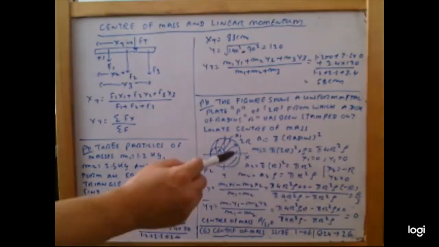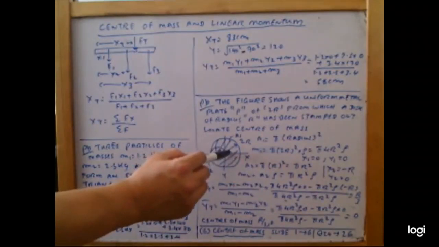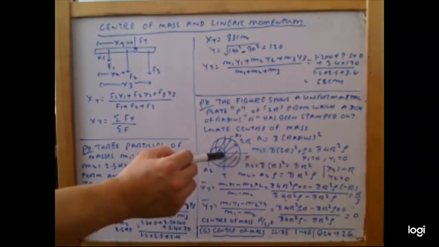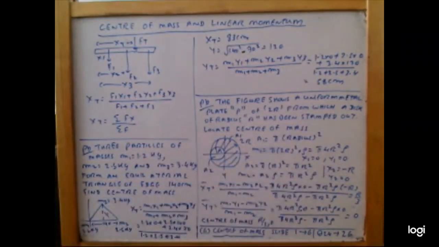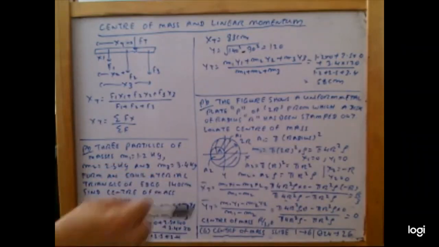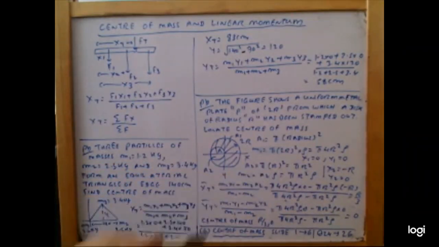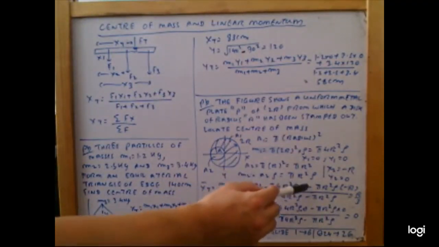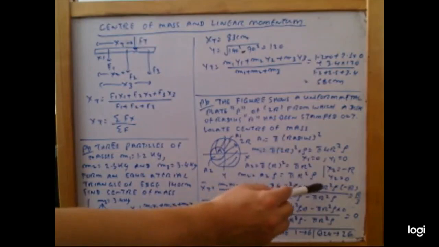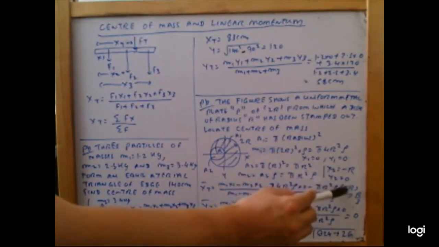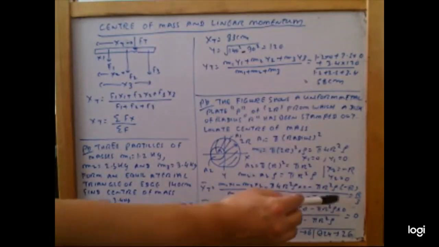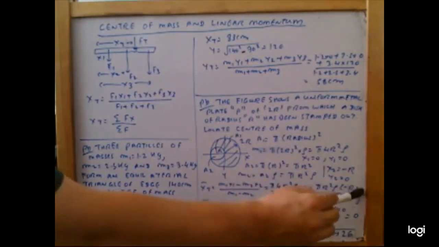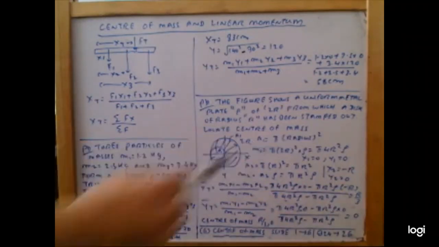Then we have to calculate h. Mass 2 is to the left, so h2 is minus r, and y2 is equal to 0. So the total h can be calculated from m1 h1 minus m2 h2 divided by m1 minus m2. So m1 is 4 pi r squared rho, h1 is 0, minus pi r squared rho times h2, which is minus r, divided by 4 pi r squared rho minus pi r squared rho. By solving this, we get r by 3. So h is r by 3.